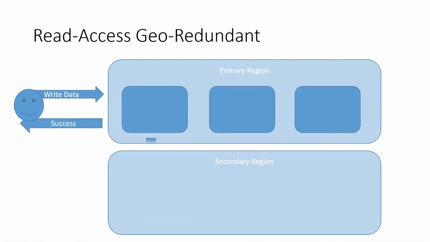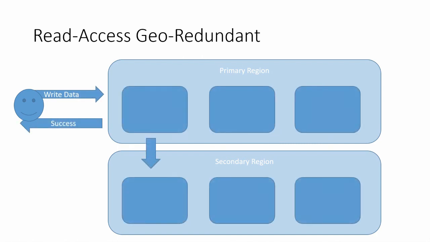Read access geo-redundant is just like geo-redundant: three copies of the data go to the primary region, three copies to the secondary region. But what's different about this is that one of those copies in the secondary region is readable. So this makes our reads a lot faster. If we want to actually make use of that, they're in sync, then we can read things twice as fast for our users by making two copies of the data available for reading.